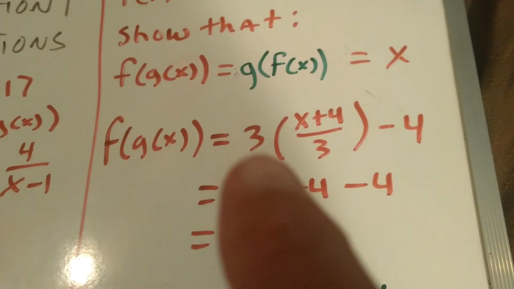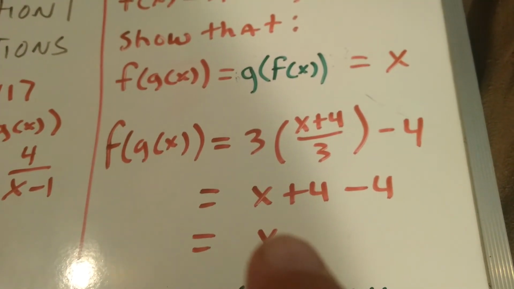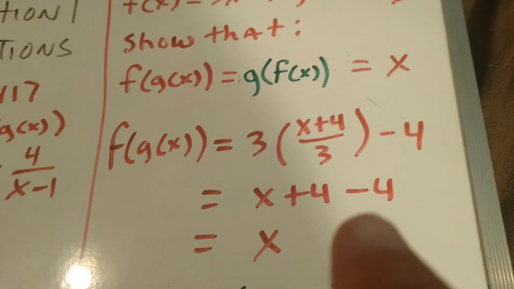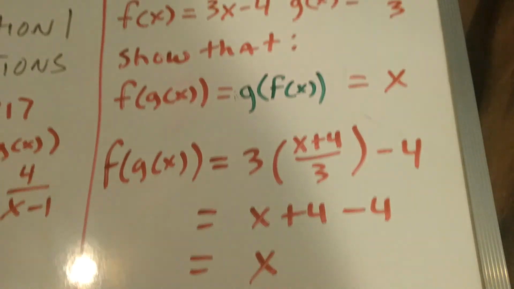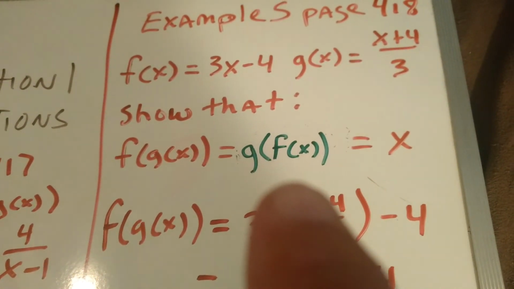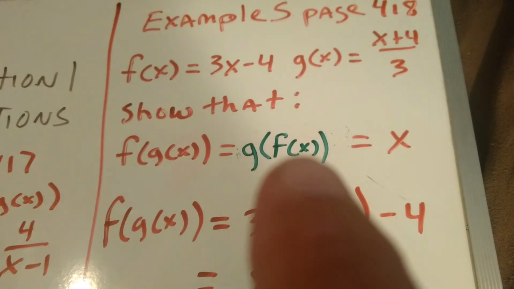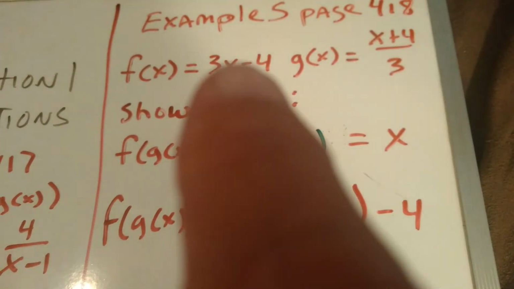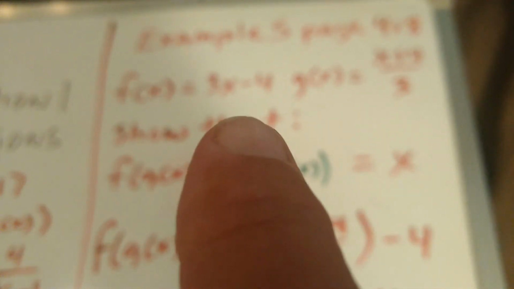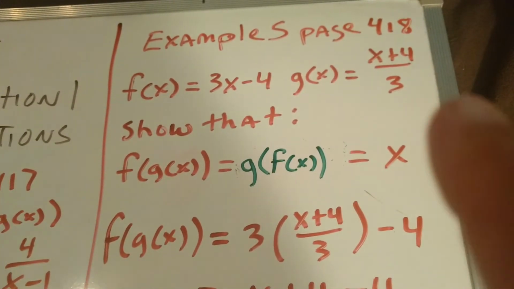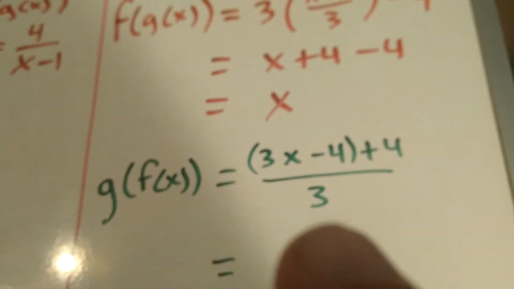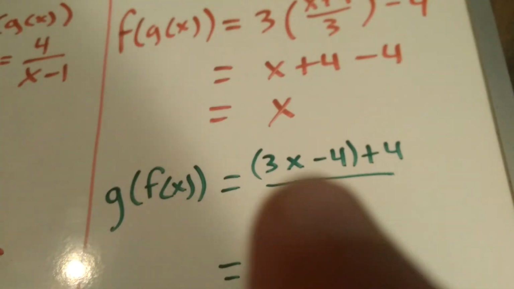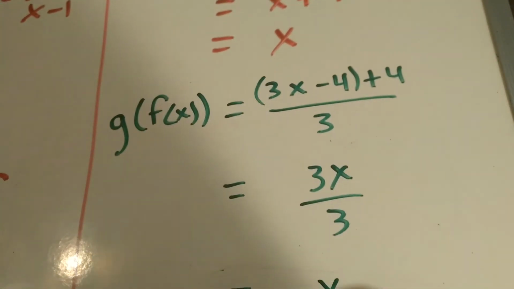I hope you can see right away that the 3's cancel out. So now we've got x plus 4 minus 4. Plus 4 minus 4 gives me x. Done. I did them in different colors so you could see the work better. So now we're going to do g of f of x. We're going to take this 3x minus 4 and substitute it into the x here. You can see that we got 3x minus 4 plus 4. The 4's cancel out. We get 3x over 3.